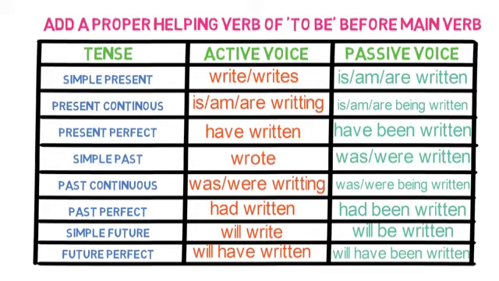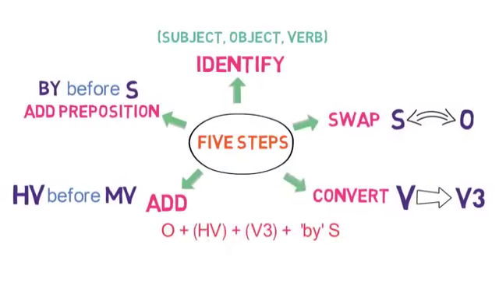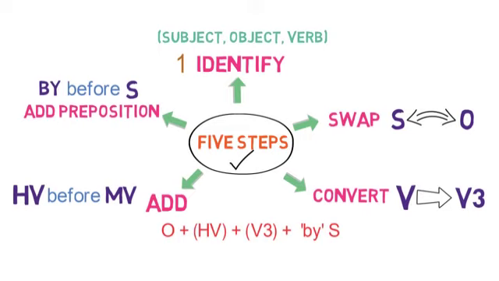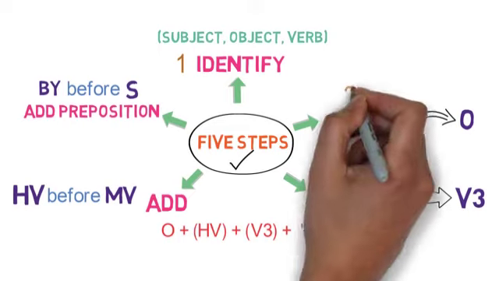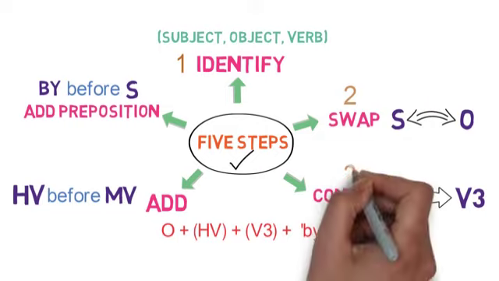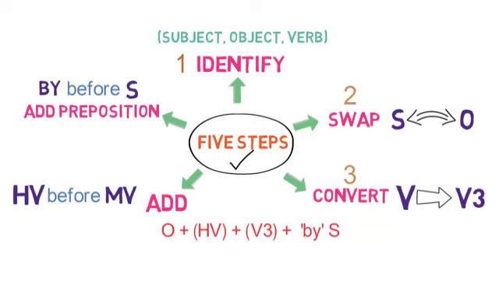That's all in active passive voice in this video. Let's revise what we have learned in this video. We defined the 5-step formula to convert any active voice to passive. First step is to identify the subject, object and verb in any sentence. Second step is to swap the subject with the object and object with the subject. Third step is to convert main verb to its third form, that is past participle form. Fourth step is to add a suitable helping verb before the main verb based on tenses. And then finally add a by before a subject to make it complete.